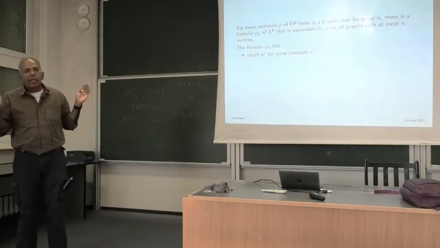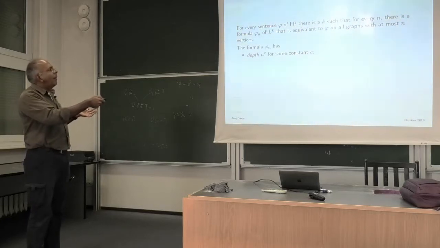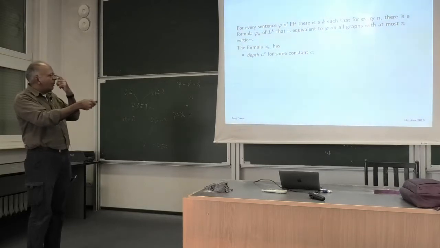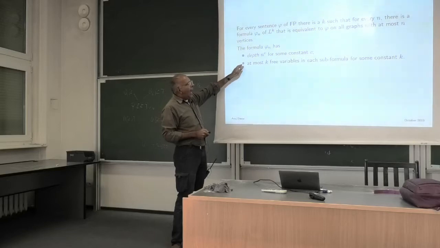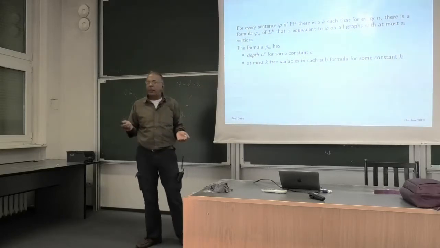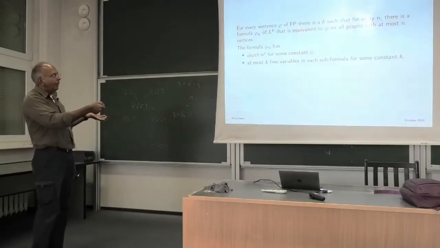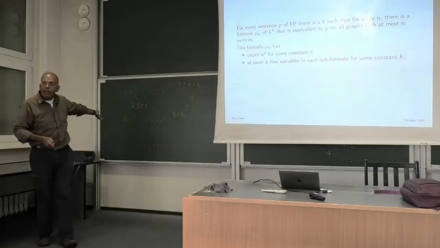C depends on the number of variables in phi, but k is an upper bound on both that and this. So this is going to be smaller than k. And this formula still has at most k free variables in every subformula, because the total number of variables is at most k. It's a formula of first order logic. Now this is a formula of first order logic, I apply the same translation.